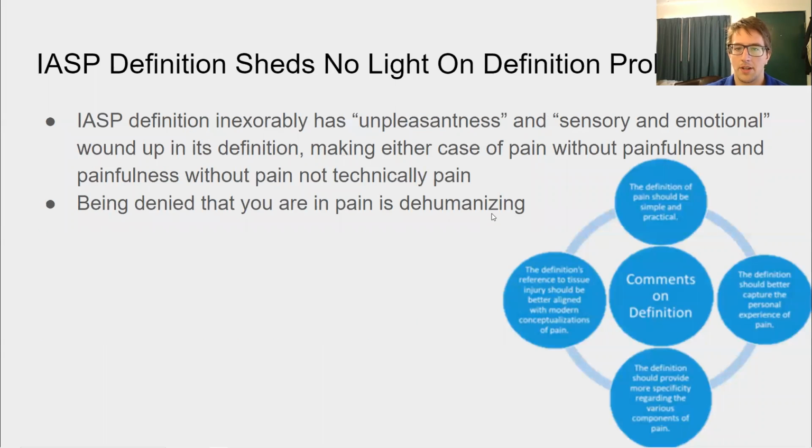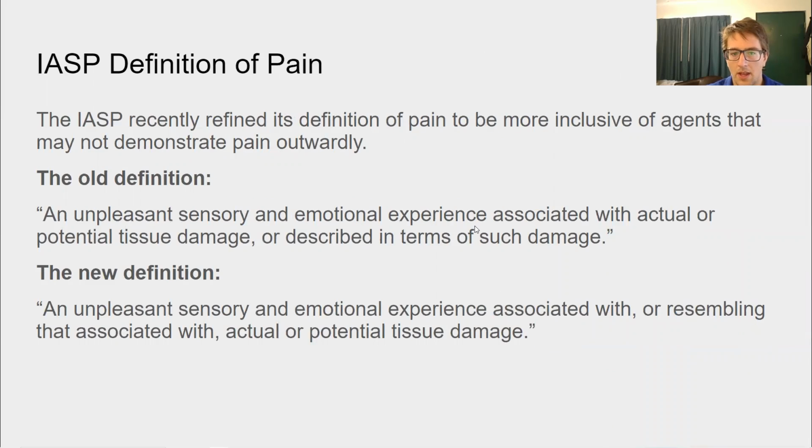So this is problematic because unpleasantness and sensory and emotional are wound up in the definition the IASP has laid out. And this causes problems when we think about the two cases, because one case has sensory discrimination but no emotional valence, and the other one has emotional valence but no sensory discrimination. And by these lights, both cases don't meet the requirements for being in pain, because unpleasantness and sensory are wound up in the definition.